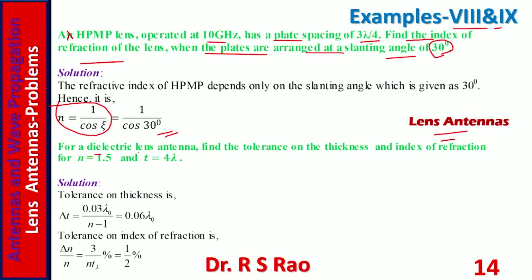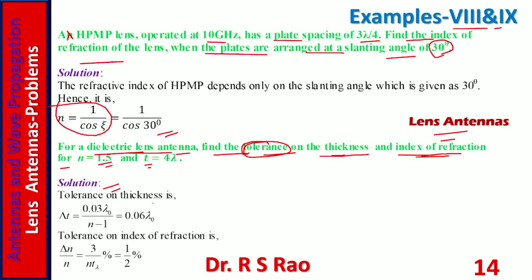Another problem, on a dielectric lens antenna. For a dielectric lens antenna, find the tolerance on the thickness and index of refraction for n equal to 1.5 and t equal to 4 lambda. A dielectric lens antenna is there. We are asked to find tolerances on thickness and index of refraction. Two tolerances we are required to find. The dielectric lens has an index of 1.5 and thickness equal to 4 lambda.